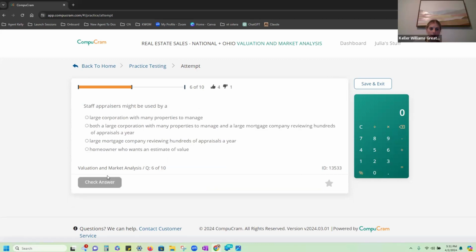All right, staff appraisers might be used by a large corporation with many properties to manage. So on-staff appraisers might be used by A, a large corporation with many properties to manage; B, both a large corporation with many properties to manage and a large mortgage company reviewing hundreds of appraisals a year; C, a large mortgage company reviewing hundreds of appraisals a year; or D, a homeowner who wants an estimate of value.